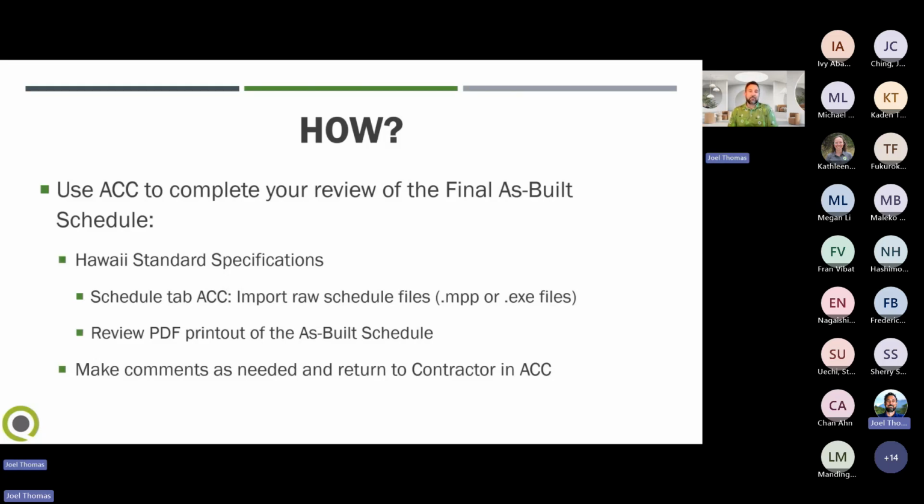The Hawaii standard specifications are really important. In the schedule tab in ACC, you're able to upload and import your raw schedule files to do the review there. You can also review the PDF printout of the as-built schedule, make whatever comments are needed, and then return those to the contractor through ACC.